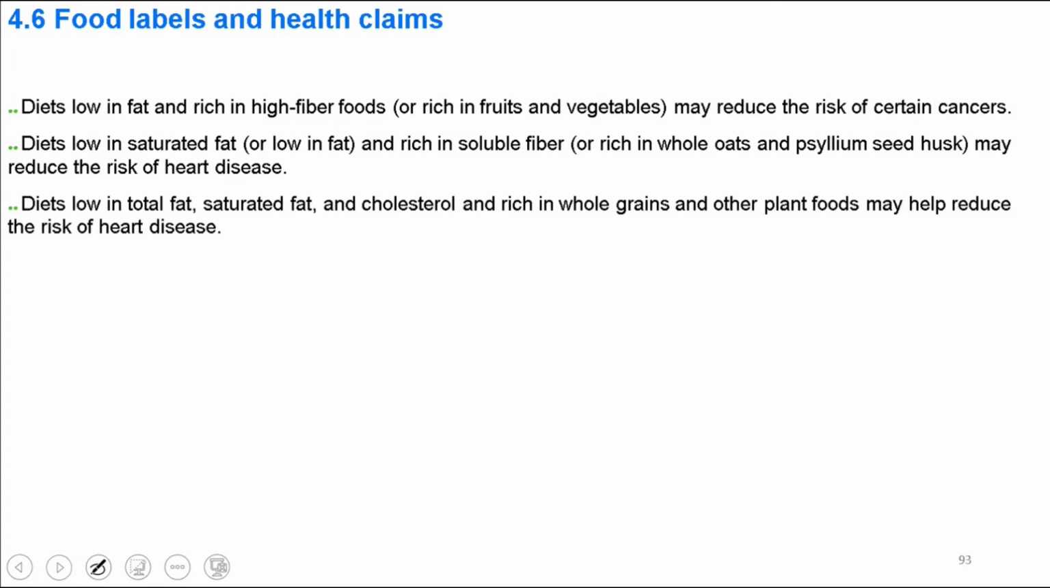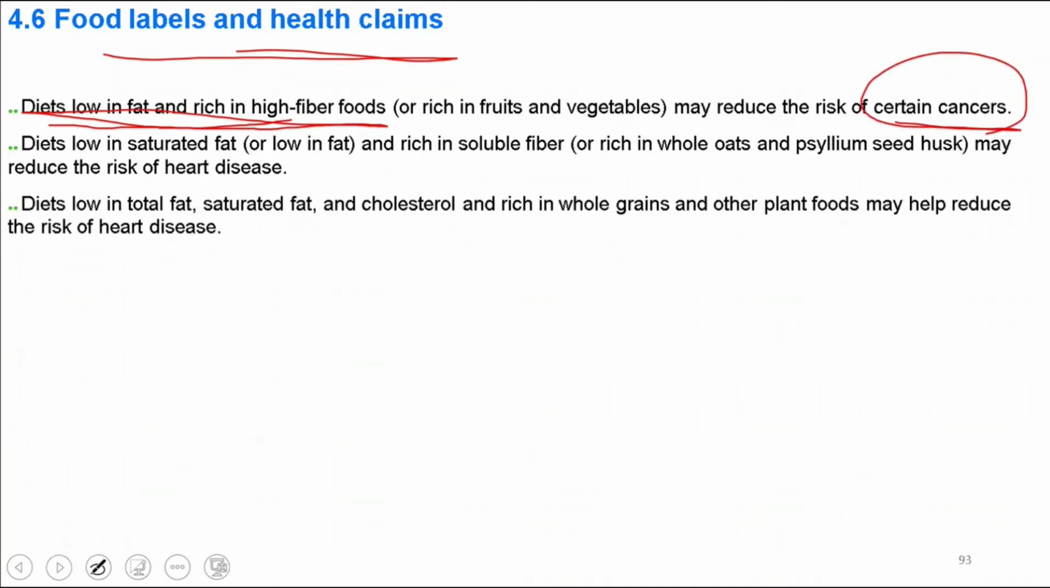अच्छा आगे जी, food labels and the health claims. Diet low in fat and rich in high fiber food. ऐसी फूड जिनमें हाई फाइबर कंटेंट होता है may reduce the risk of certain cancers. Fibers reduce the risk of cancers. Okay, who? The high fiber food. If we talk about saturated fat and rich in soluble fibers, okay, may reduce the risk of heart disease. So this kind of soluble fiber reduces the risk of heart disease.